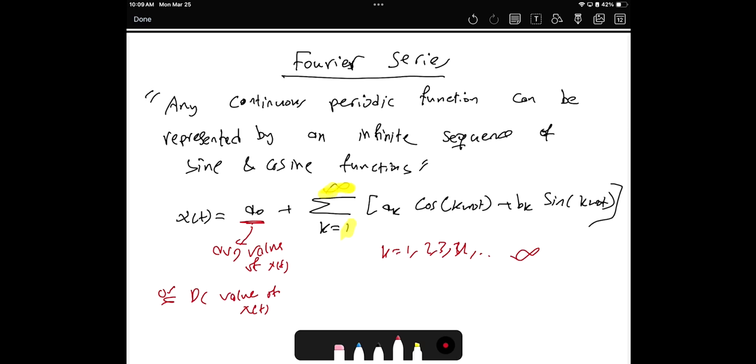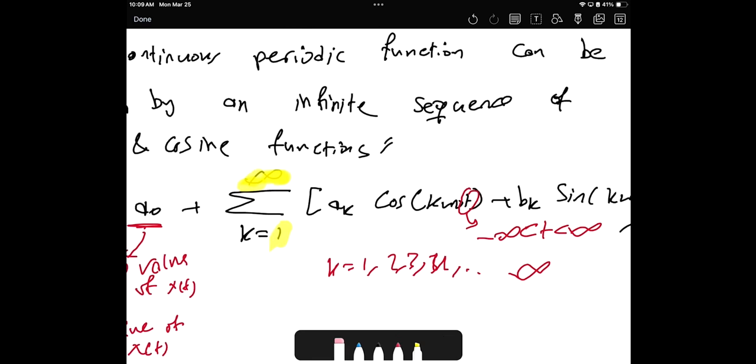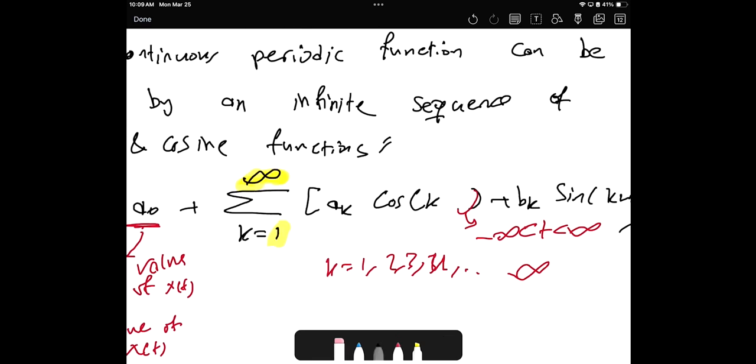While t can be anything, between negative infinity and infinity, here k must be a positive integer, because it's a series. What's inside the cosine and sine? It's k omega naught t.